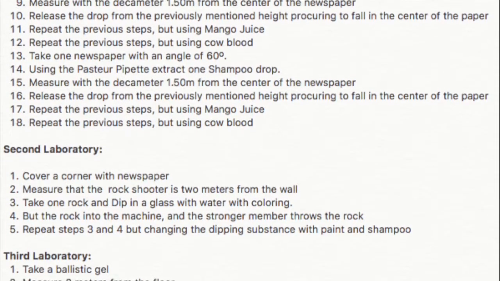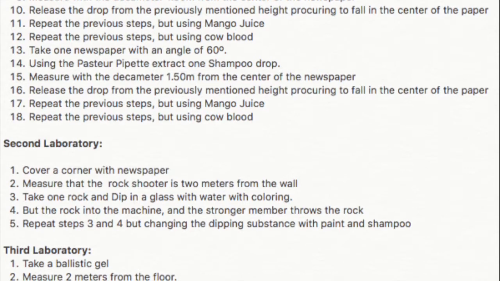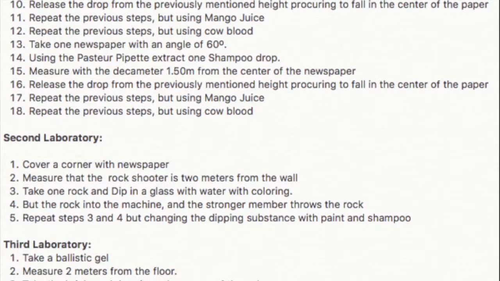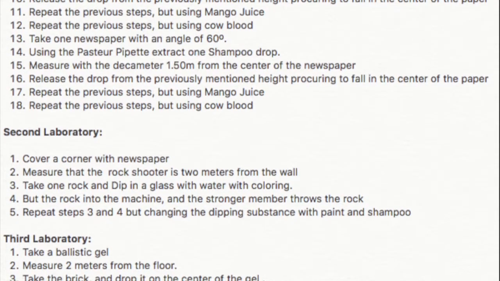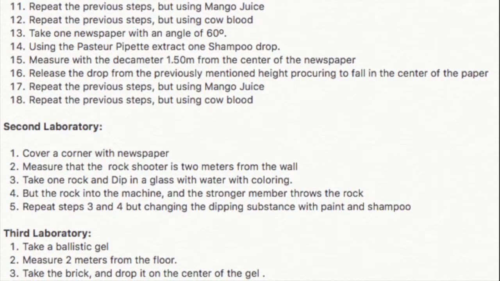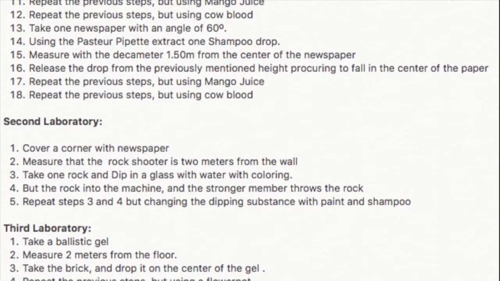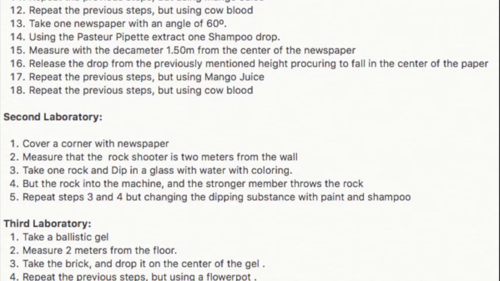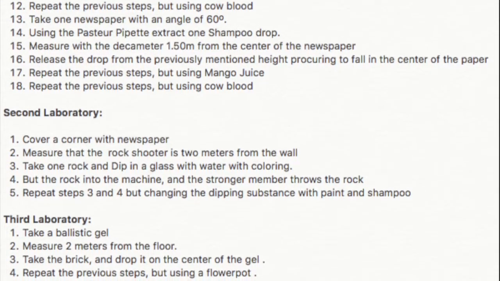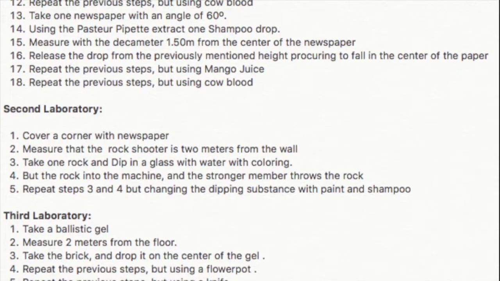Second laboratory. First, cover a corner with newspaper. Second, measure that the rock shooter is 2 meters from the wall. Third, take one rock and dip it in the glass with the water with coloring. Fourth, put the rock into the machine and the strongest member throws the rock. Fifth, repeat steps 3 and 4 by changing the dipping substance to paint and shampoo.